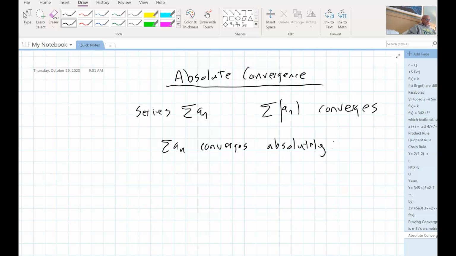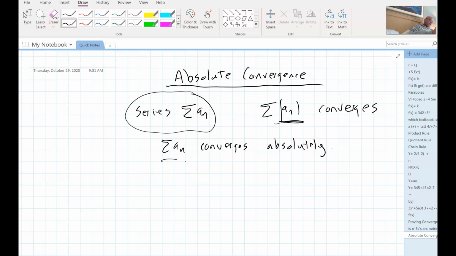Now, it sounds funny that when we hear the word absolutely, it sounds like it's for sure. But really what it means is that the series by itself, we maybe can't show that it converges, but we can show that if we put the absolute value around it, that converges. Then we would say that the original series converges absolutely.